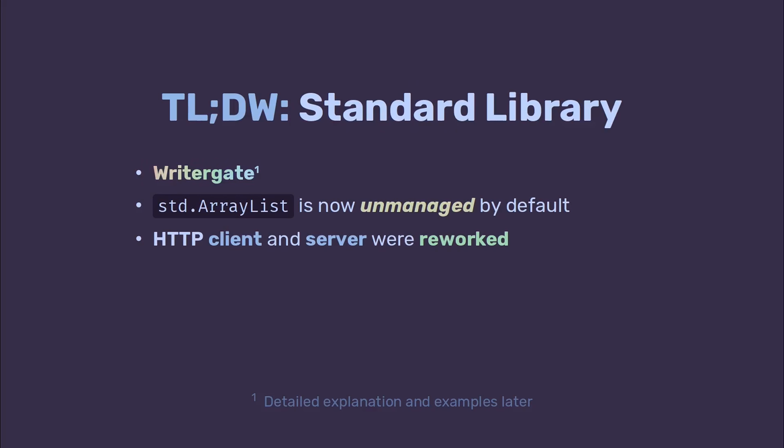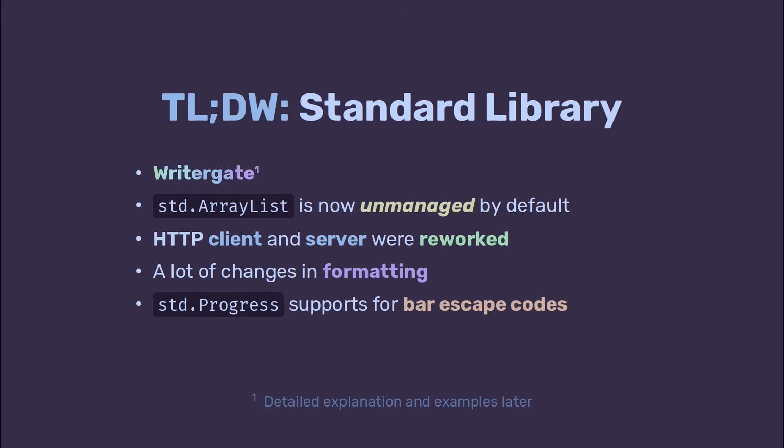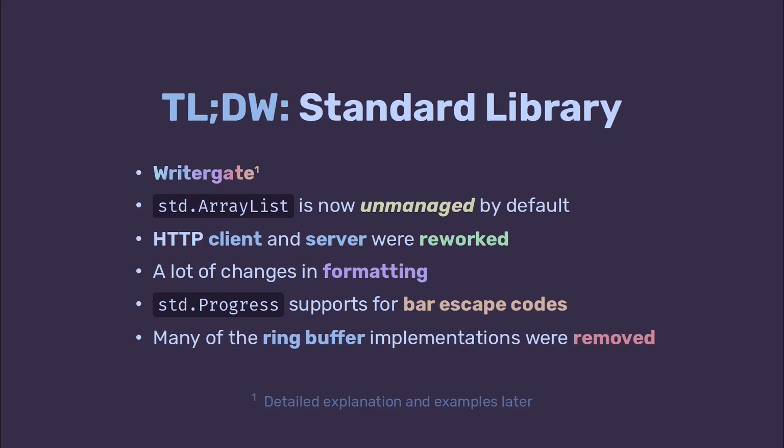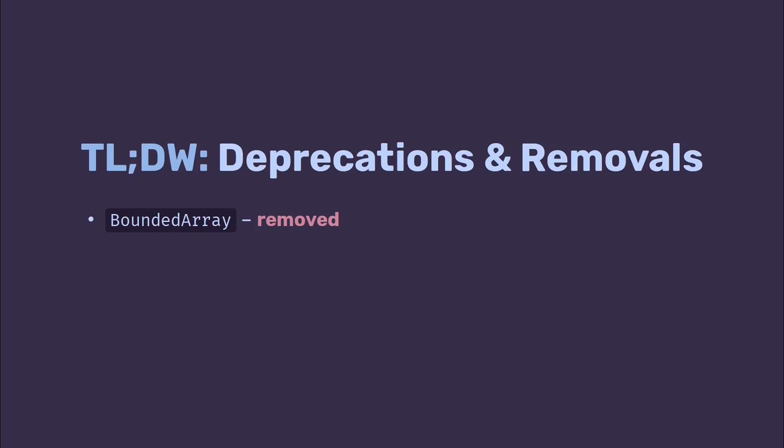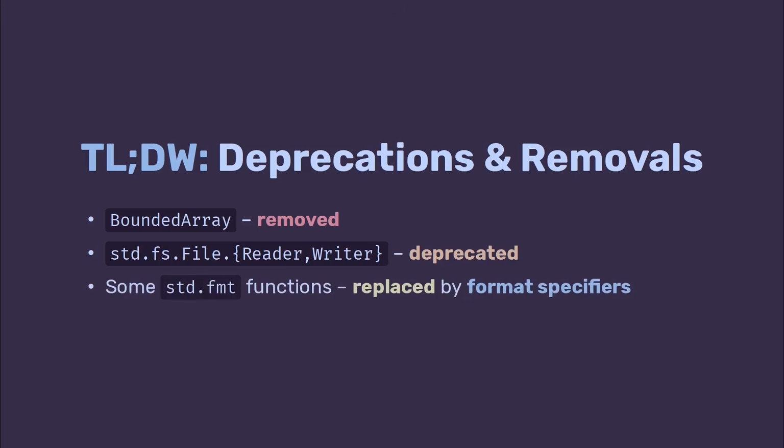HTTP client and server were reworked. Formatting got a lot of medium-sized changes, more about them later. Standard progress now supports progress bar escape codes. I didn't even know these existed. Many of the ring buffer implementations were removed. And yeah, also on the topic of deprecations, renames, and removals, BoundedArray has been removed. Standard FS file reader and writer are deprecated. A lot of standard format functions should be used as format specifiers, and much more.